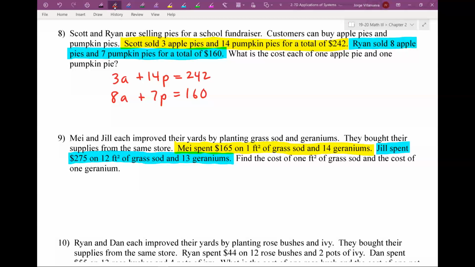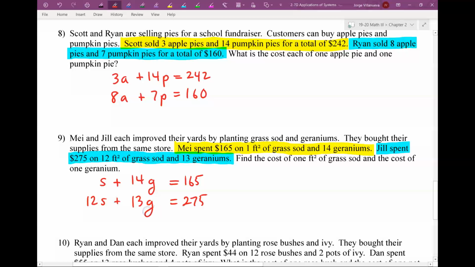So the first one, they said it equals 165, right? So I'm just going to put it right here. Equals 165. 1 square foot of grass sod. I'm going to call it G for grass. Okay, so 1 square foot of grass, so G plus 14 geraniums. Actually, that was a bad choice, right? Should we call it S for sod, maybe? So S and then 14G for geraniums. And then it says Jill spent $275. 12 square feet of grass sod, so 12S plus 13 geraniums.